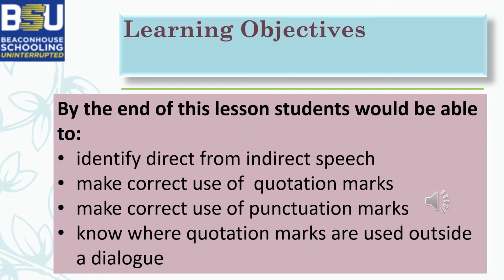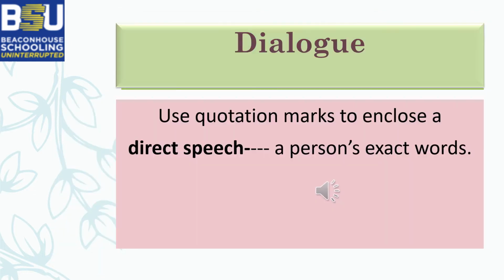Goals of today's lesson are, by the end of this lesson, students will be able to identify direct from indirect speech, make correct use of quotation marks, make correct use of punctuation marks, know where quotation marks are used outside a dialogue. Dialogue means a talk between two people, and we use quotation marks to enclose a direct speech, that is, a person's exact words.